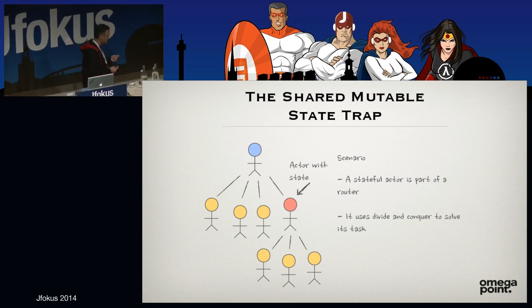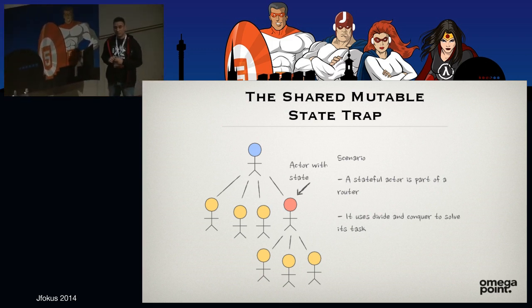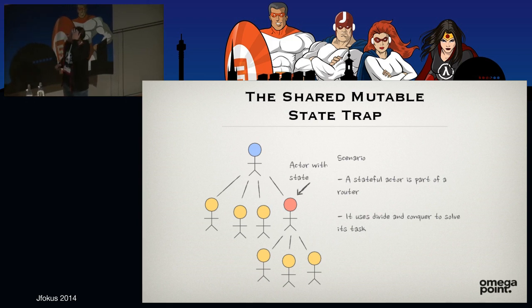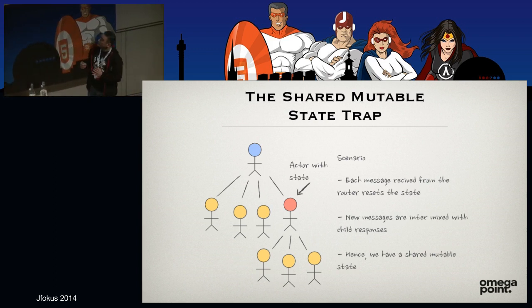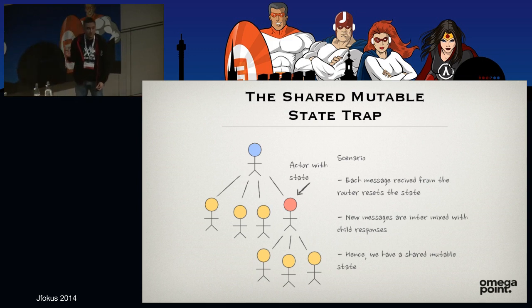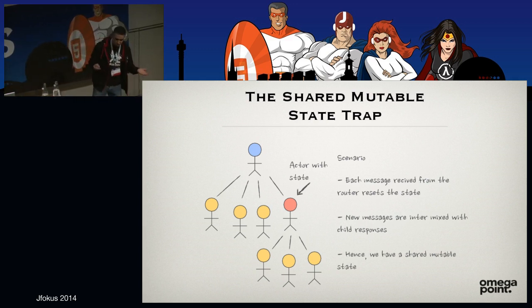Okay, so here we go. Consider this scenario. We have an actor with a state. So that's the red guy. And it uses divide and conquer. So it's got this big job to solve. So it sends this message to its children, so to speak, and it lets them compute it. Each message that is received from the router resets the state in this actor. And if you look at it, you can see that probably new messages are going to come in during the event of computing the result from a previous message. And since this red guy actually takes care of the responses, child responses are going to get intermixed with the router messages. And since the router messages reset the state, we have a shared mutable state. Nothing strange.